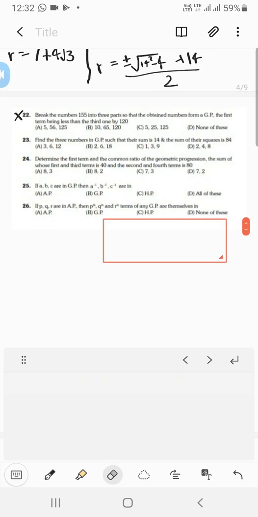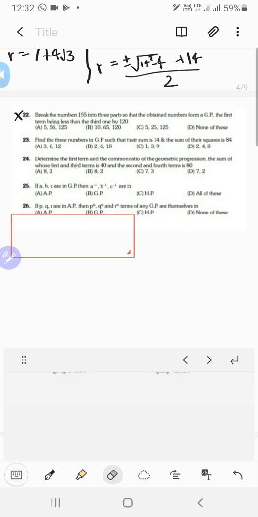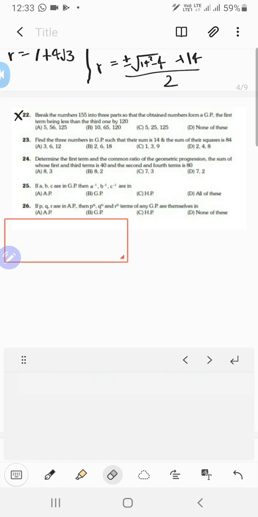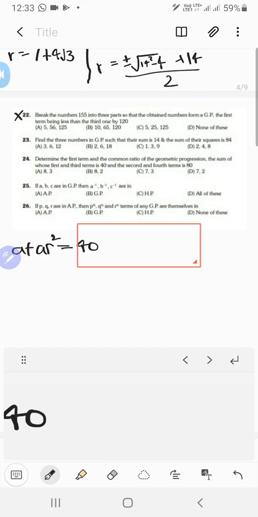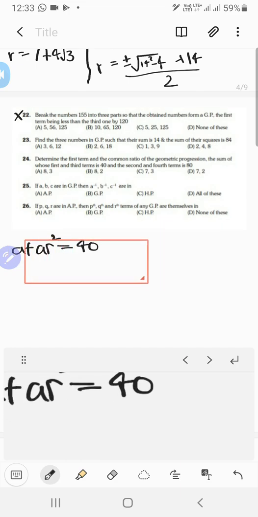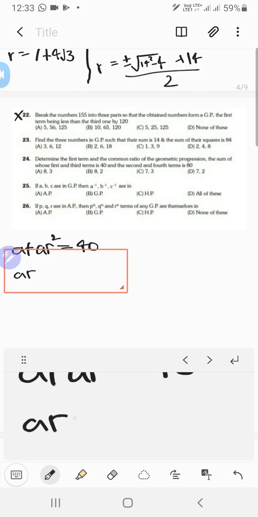Okay, so the next question is: determine the first term and the common ratio of the geometric progression, the sum of whose first and third term is 40 and the second and fourth term is 80. The sum of the first and third term is 40, so you have a plus ar squared is equal to 40, and the second and fourth term, their sum is 80, so ar plus ar cubed is 80.